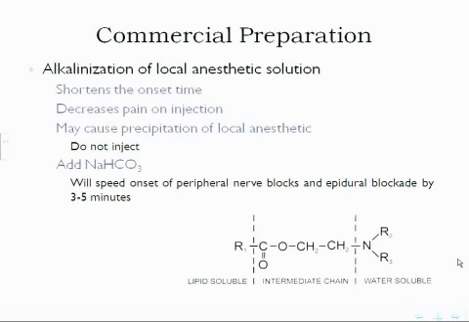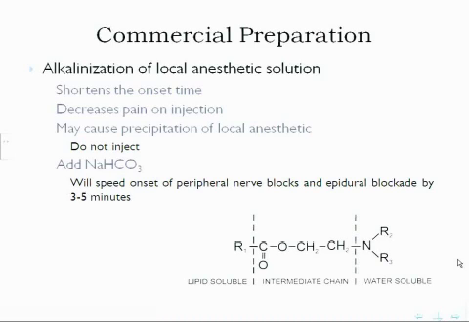You also look at the commercial preparation. What you can do if you have this preparation that is very acidic is alkalize it right before you use it. And most of us will try to do this when we have somebody who has a lot of anxiety and you have very big concerns about causing any kind of discomfort. By adding a little bit of bicarb, you can really change how the medication works.